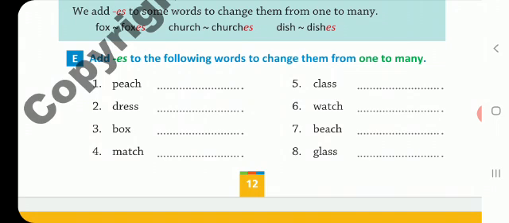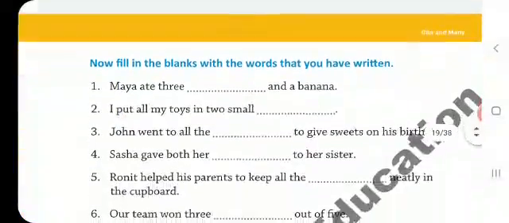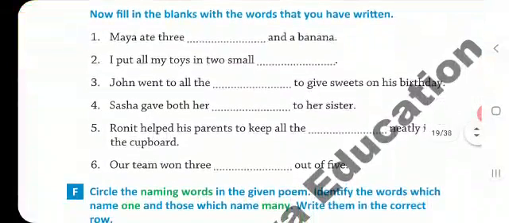Watches, W-A-T-C-H-E-S, watches. Beaches, B-E-A-C-H-E-S, beaches. Glasses, G-L-A-S-S-E-S, glasses. Now fill in the blanks with the words that you have written.